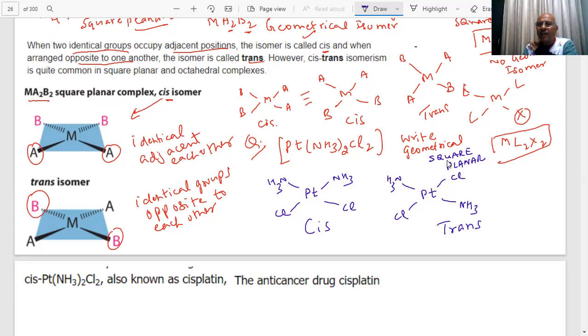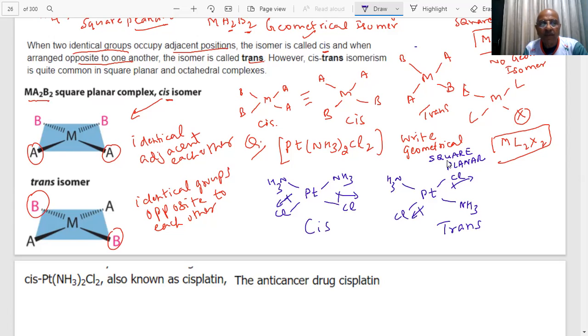So students, you are getting two compounds, one is cis and the other is trans. Their properties will be different. You see what is happening to the dipole moment. Cl is more electronegative, so the dipole is oriented in this direction. Here the dipoles are cancelling out. So this will have a dipole moment. This will have a zero dipole moment.